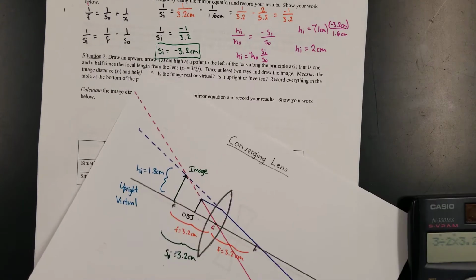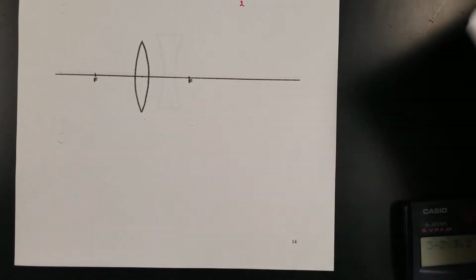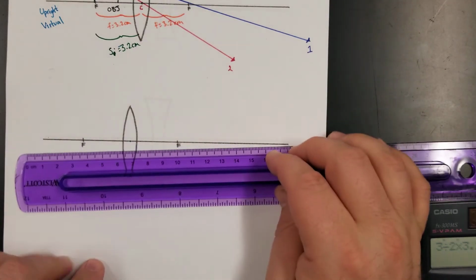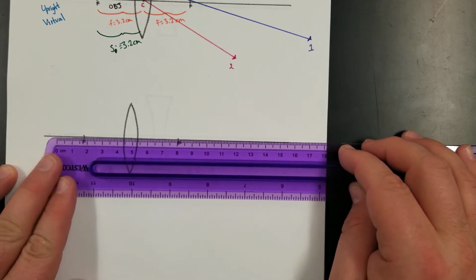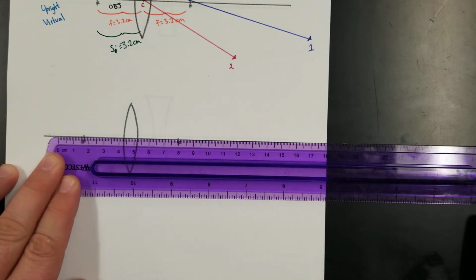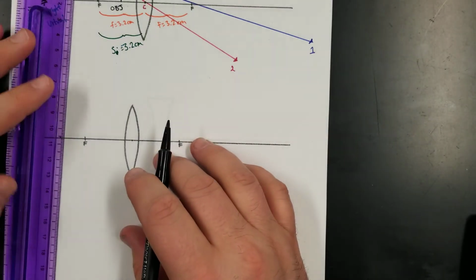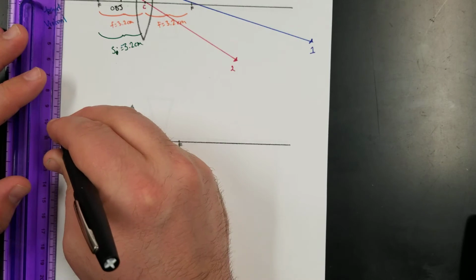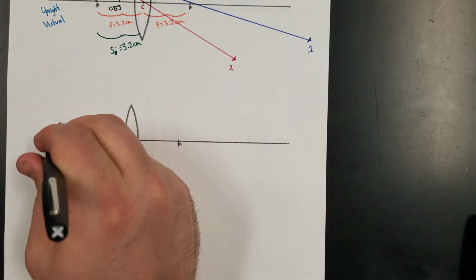Okay, so let's check out what you did with situation number 2. So in this one, we're going to go 4.8 centimeters from the lens. So that's going to be like over here. And again, we're going to draw that 1 centimeter tall. Okay, so there's our object.